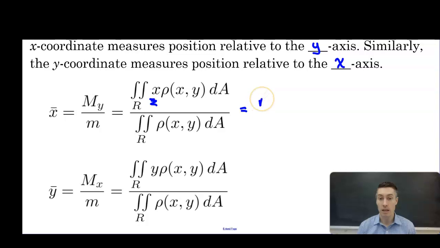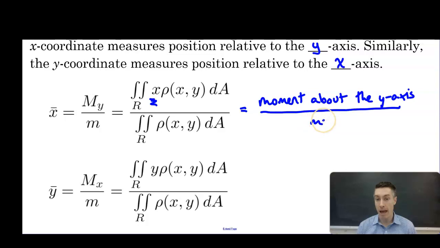Okay, so this is the moment about the y-axis divided by the mass. So it can be confusing because you see that subscript of y in a computation for x bar. If it really confuses you, then just skip over to the setup of the double integration where we are multiplying the density function by x.